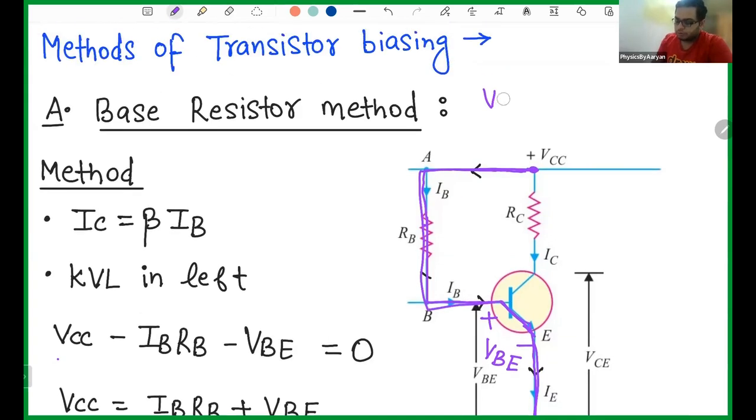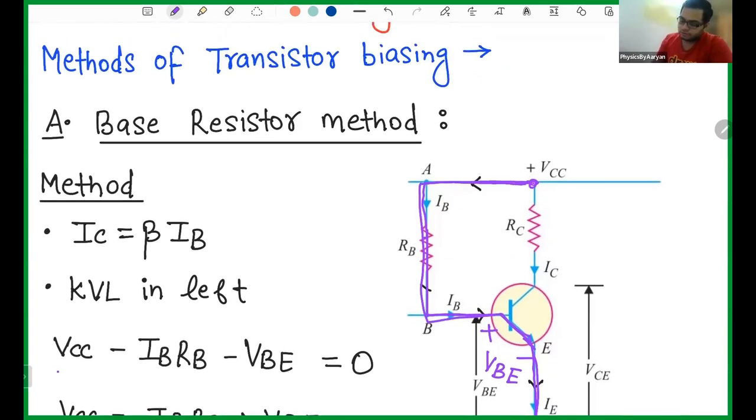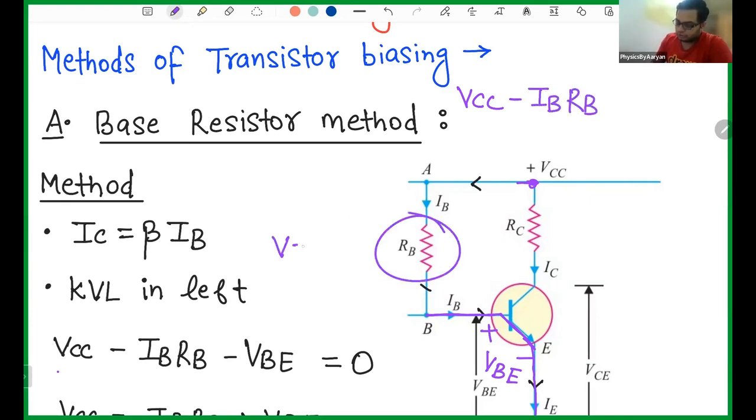So Kirchhoff voltage law in open loop, how do you write that? You write the first voltage. First voltage is VCC. And then you follow all the steps I taught you in the last class of Kirchhoff voltage law. You can clearly see I'm going in the same direction as current, so I have to put a negative sign. So minus IB into RB. Why? Because voltage across this will be V equals IR, and what is I through this? IB, and what is R? RB. So IB into RB will be the voltage across this resistor. And since I'm going in the direction of current, I have to put negative, minus RB into IB.